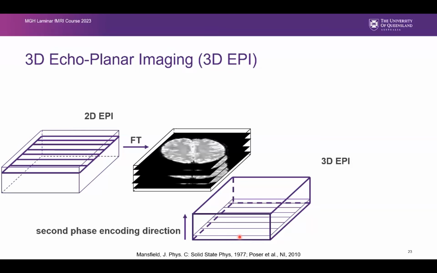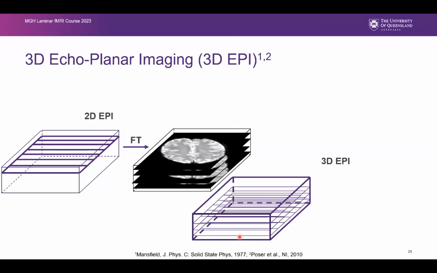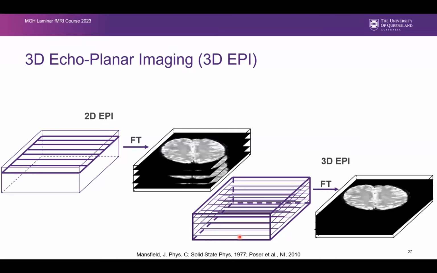And then we start filling this by reading out one k-space plane after the other. But we are not doing a Fourier transform. We can only do this once we have filled the whole 3D k-space. And when we have done that, we can do our Fourier transform, and then we get the whole volume as one image. Why do people like that?